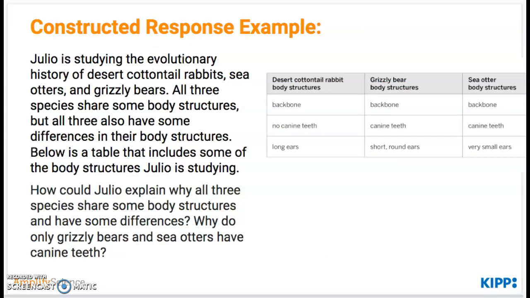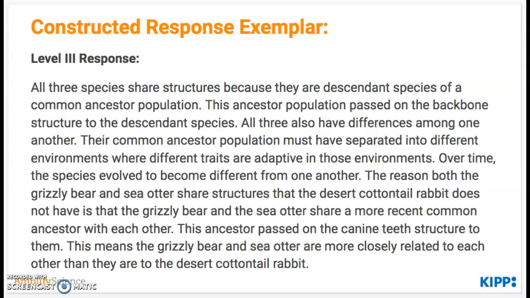For one of the constructed responses, students are then given 3 different organisms: a desert cottontail rabbit, a grizzly bear, and a sea otter, and then the prompt is also seen here on the screen. Take a moment to pause and answer it for yourself. For the constructed response, Amplify's rubric guides you through what we would expect to see from students at different progress builds, but ideally we'd be here. Take a moment to read the Level 3 student response. You can go ahead and pause.